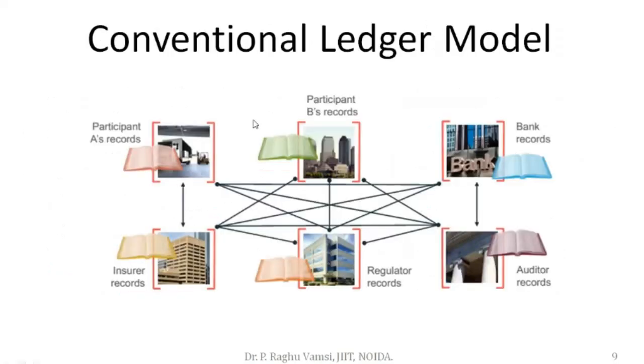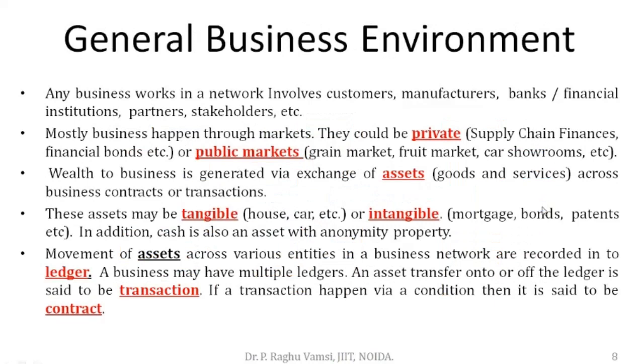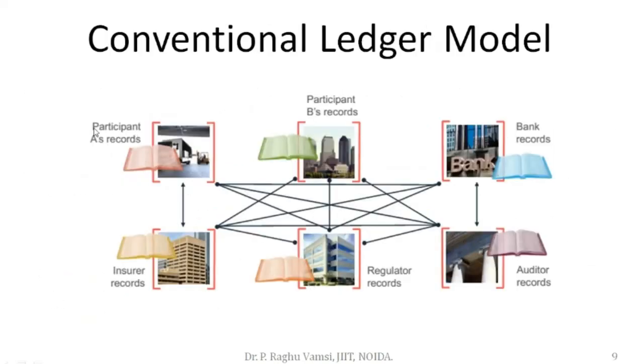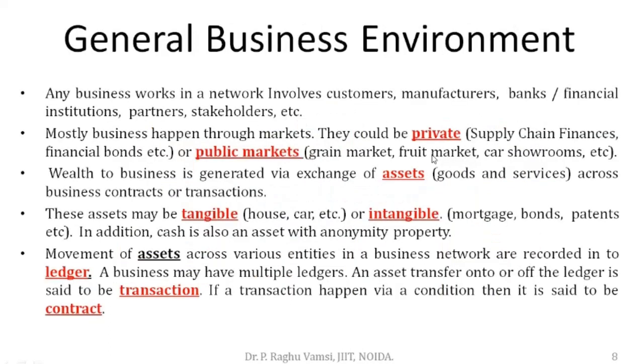If you look at the conventional ledger model, what is meant by ledger? A ledger is one where the movement of assets is recorded. If you look at the ledger model, there are several participants in the business environment, like participant A, B, and there may be a bank, because the business will also involve the bank, manufacturers.